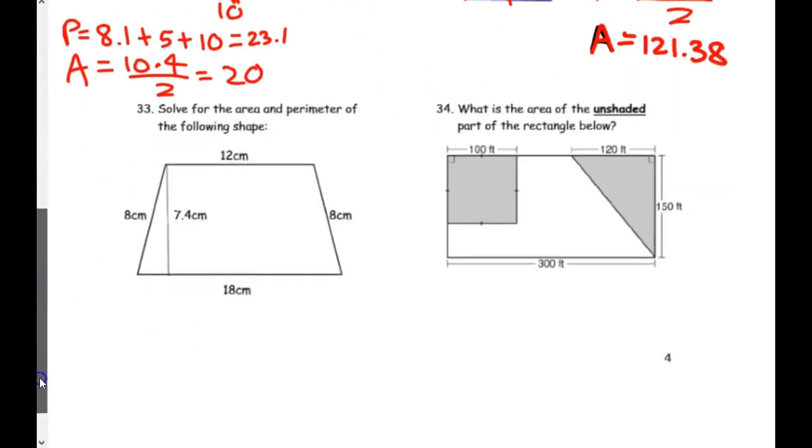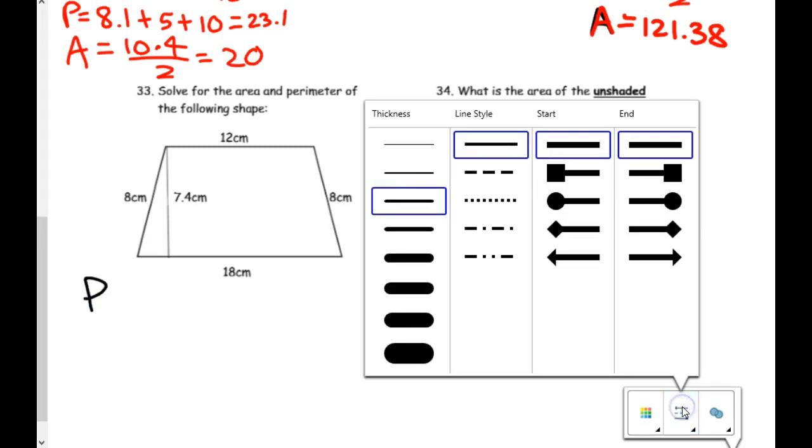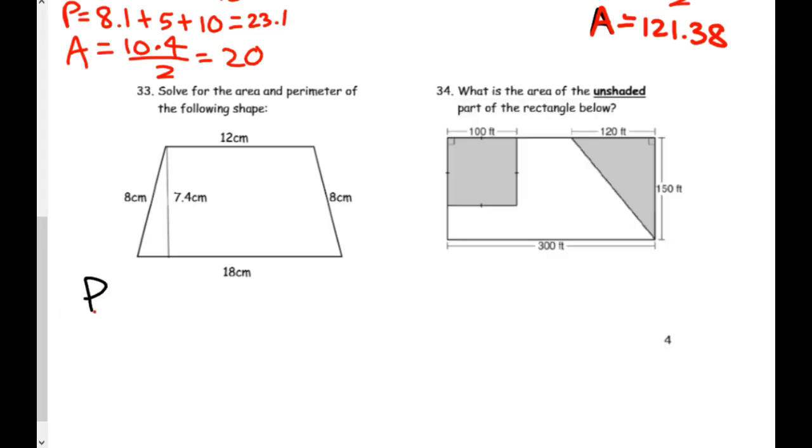Cool. 33. Solve for the area and perimeter of the following shape. Now, luckily, we have everything we need right here. So for a trapezoid, for perimeter, add up all the sides. 8 plus 12 plus 8 plus 18. 46.